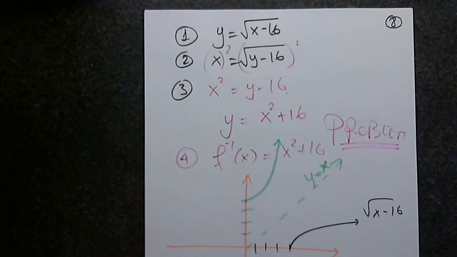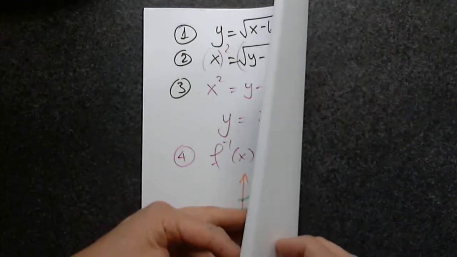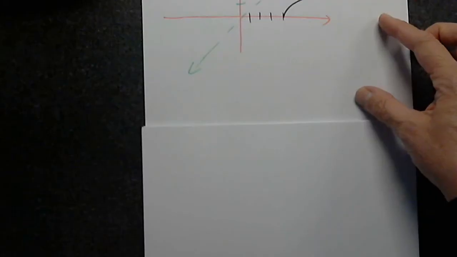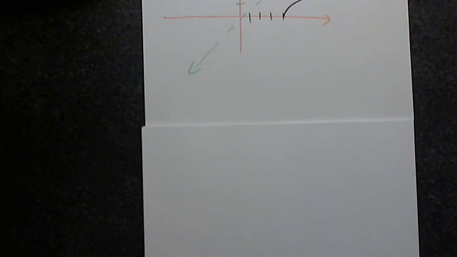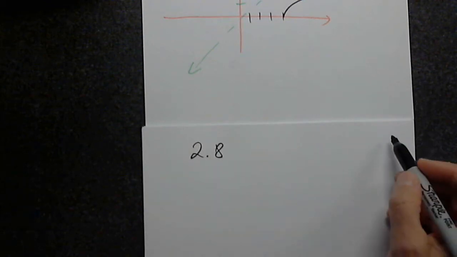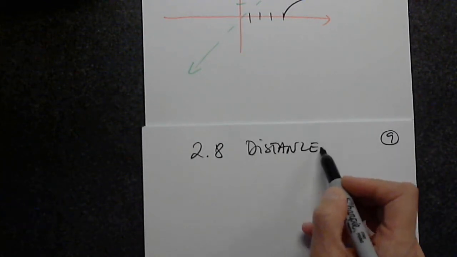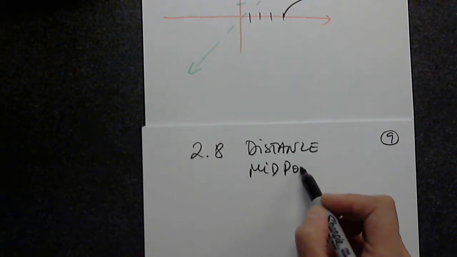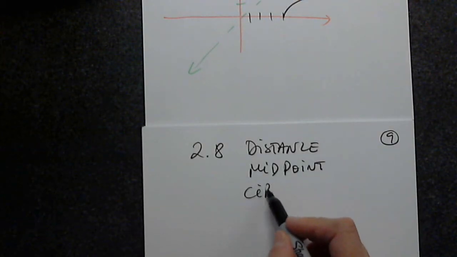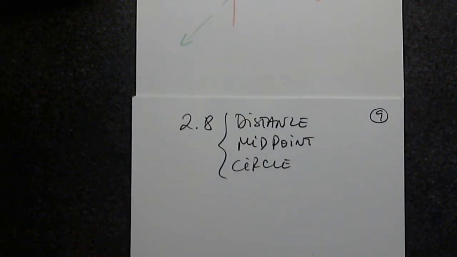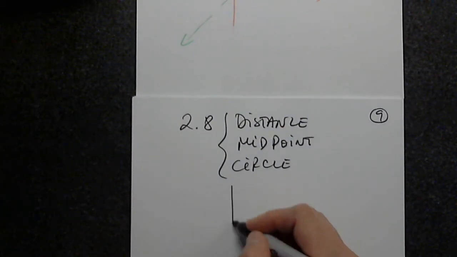Okay, in the last section of this chapter, we are going to look at three things. So that's 2.8: distance, midpoint, and circle. Let's start with distance.